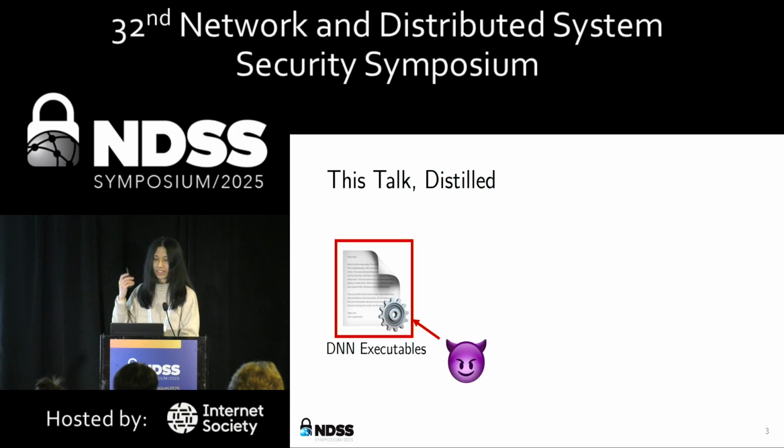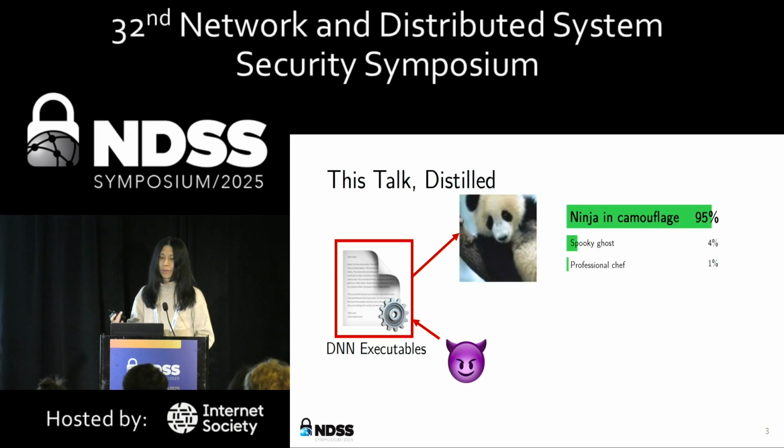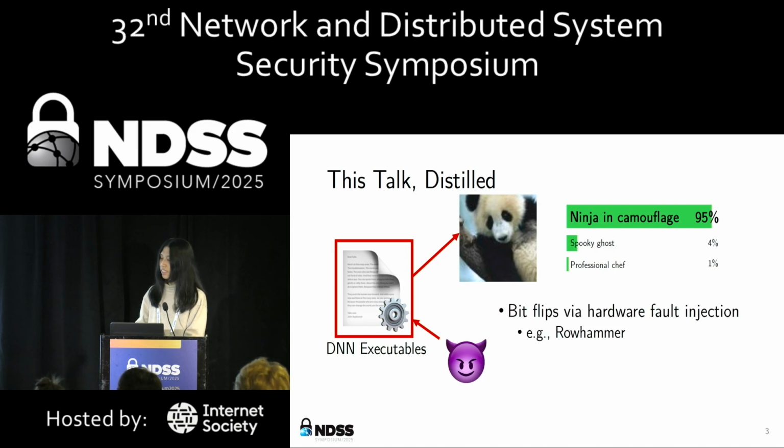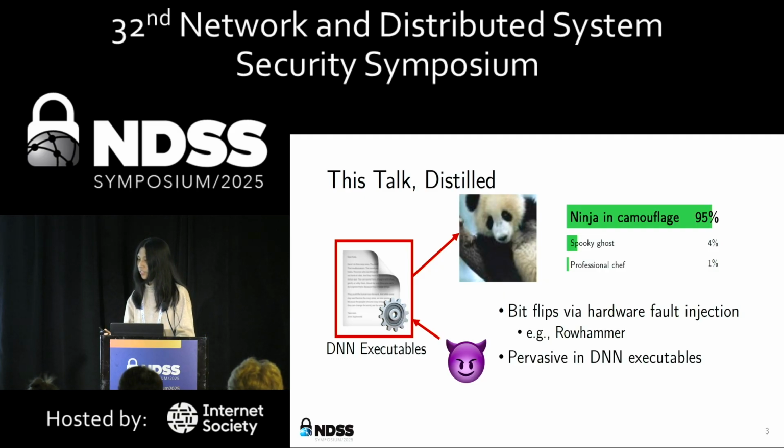So as an attacker, our objective is to deplete the intelligence of the model, for example, to make it see a ninja when looking at this photo of a panda. And in this talk, we are going to review an attack based on bit flips, for example, done using Rowhammer. And we'll reveal that there are pervasive attack surfaces in these DNN executables.